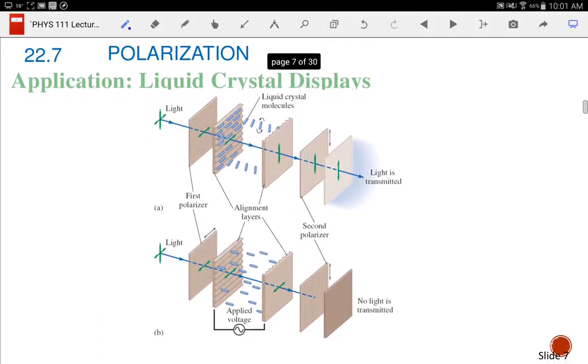Here's an application. Liquid crystal displays. Anybody have a liquid crystal display nearby? Yes, you do. I do. You have a clicker, you have a cell phone. Both of those are using liquid crystal displays. They're very, very common.